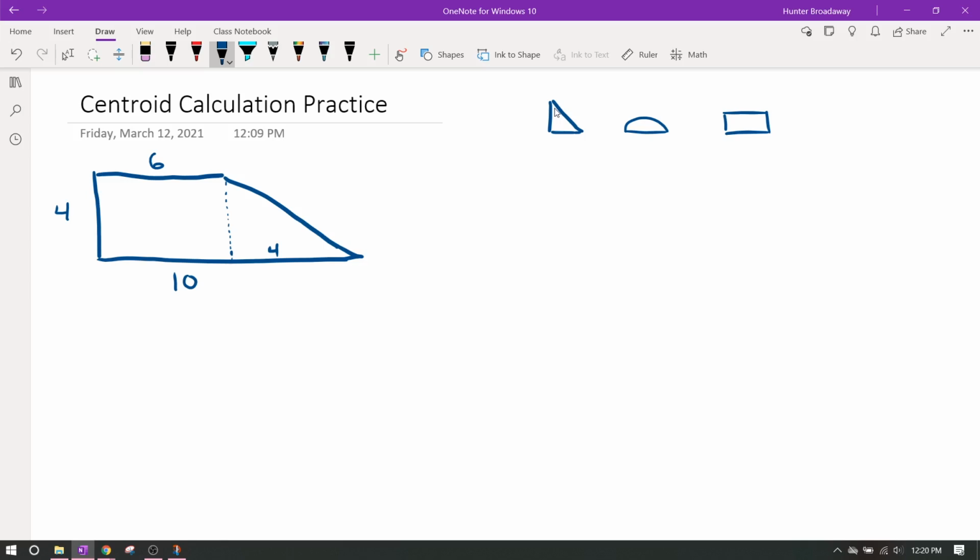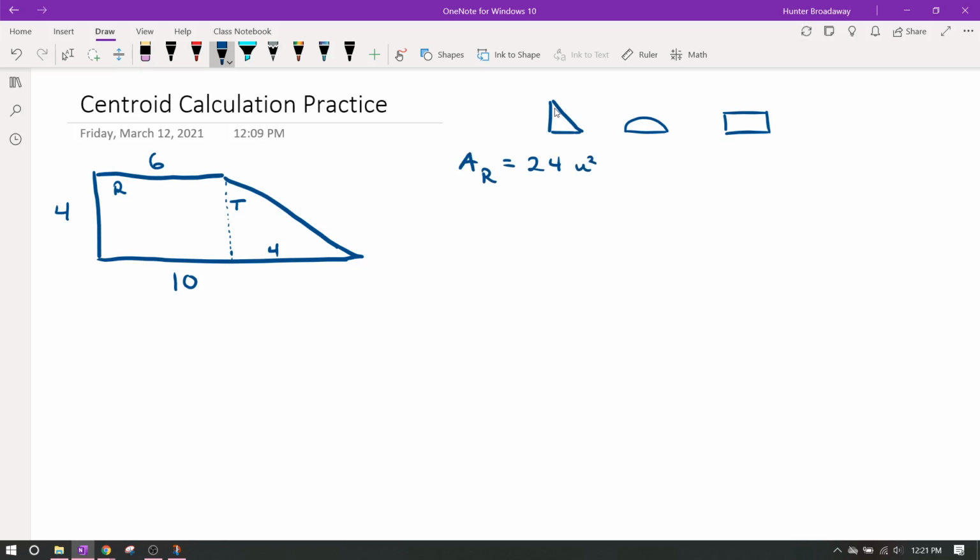So this is actually broken down into two shapes. The first thing that we're going to need is to identify what these are. So I'm going to call this R for rectangle, and I'm going to call this T for triangle. We're going to need to get the areas of both of those. The rectangle has an area of 6 times 4, so the area of the rectangle is going to be 24 units squared, which we'll just write u squared for the units.